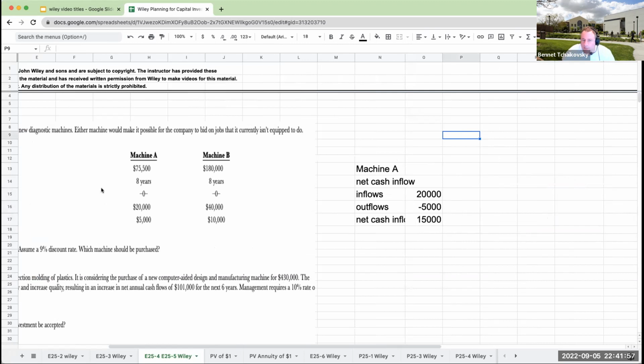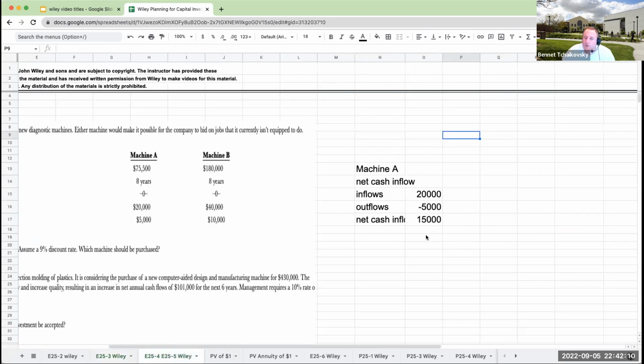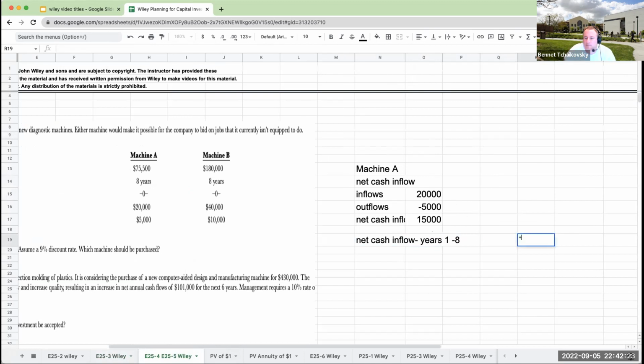Now, with this one, I'm making an initial investment of 75,500. Well, what would I do? I could say 15, 15, 15, and so on. But instead, because the amount is the same every year, my net cash inflow for years 1 through 8 is 15,000 each year, annual net cash inflow. Because the amount is the same, this is an annuity.